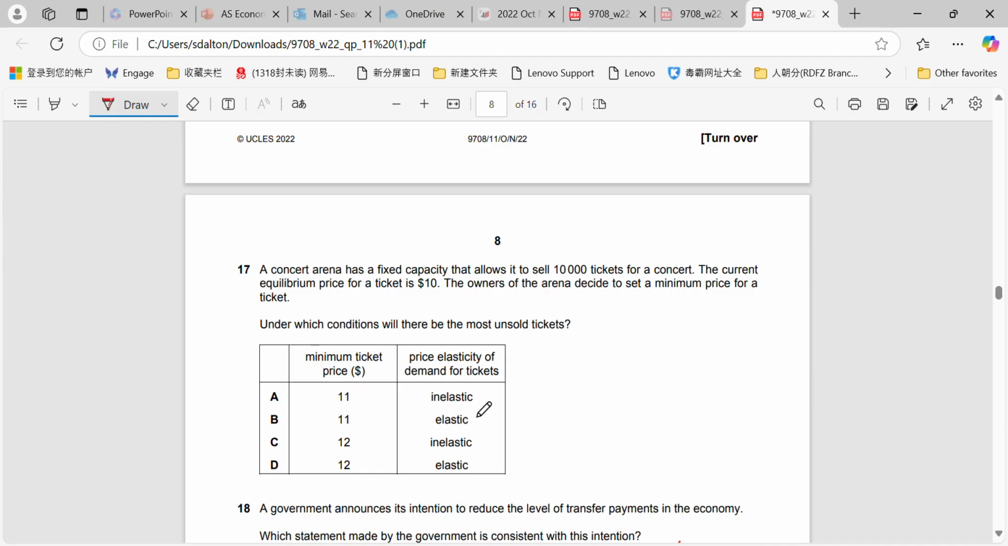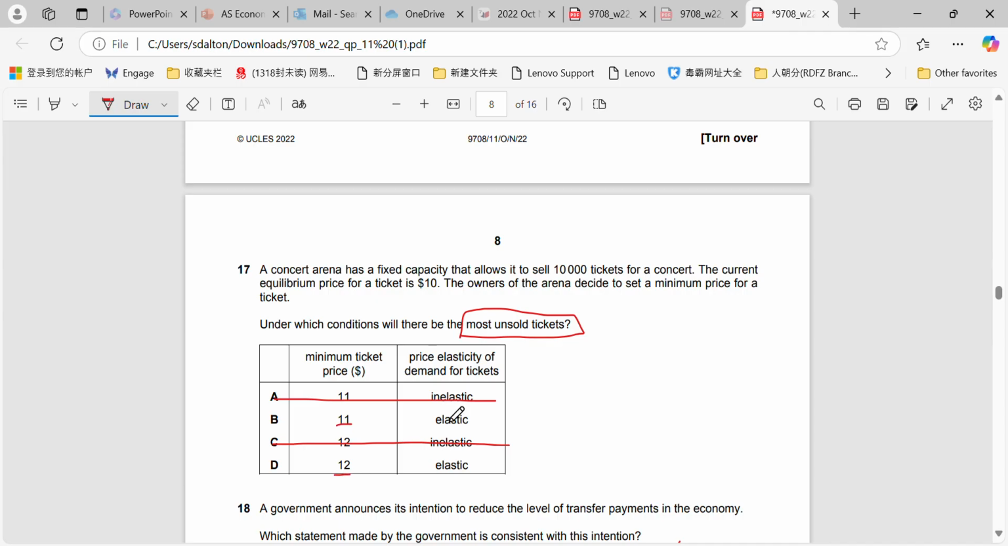Okay, so it's definitely not going to be when it's inelastic, because we know that the demand is not going to change by that much. The most unsold tickets will be when it is elastic and the higher the price is. So price here in this case when it's 12 versus when it's 11.